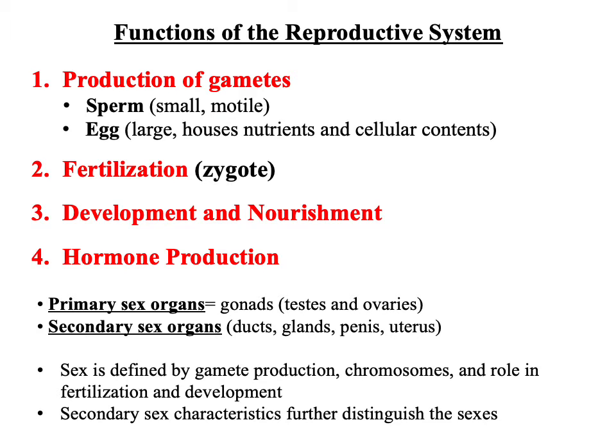Sperm are smaller, and they are motile, which means that they can move through their environment. They can swim around. Egg cells, on the other hand, are larger, and they have a lot more inside of them. All of the cellular components, organelles, nutrients, enzymes, anything that we would find in a typical cell is housed in the egg. So the egg contributes a little bit more as far as the cellular structures.